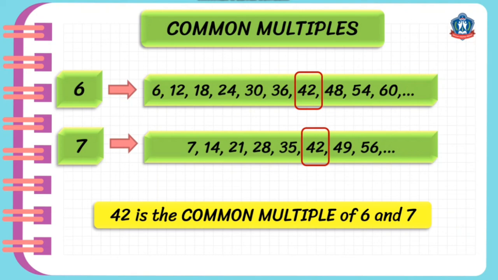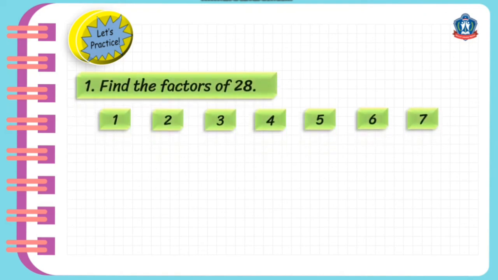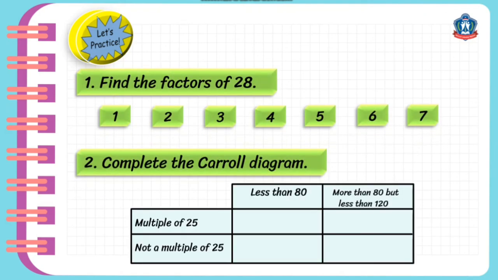Okay, children? That's how to find the common multiples. You have to list down first all the multiples and try to find the smallest common multiple. Okay, P6, it's your turn to practice. Try to answer number 1 and number 2. For number 1, try to find the factors of 28 from this list of numbers. And for number 2, complete the Carroll diagram that satisfies the criteria. We will discuss your answers during our online class.